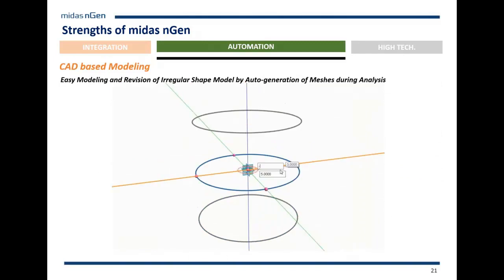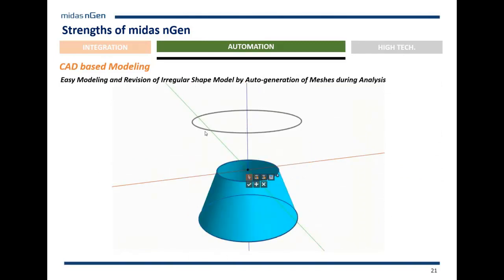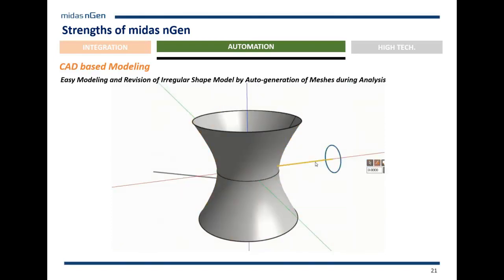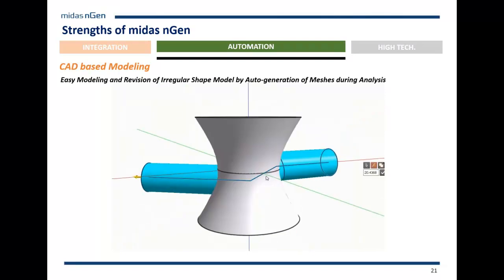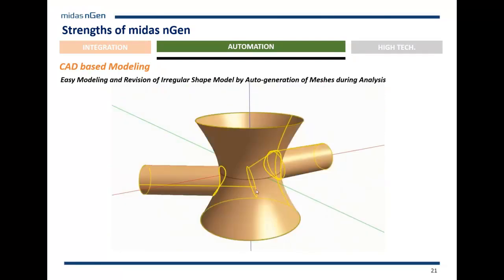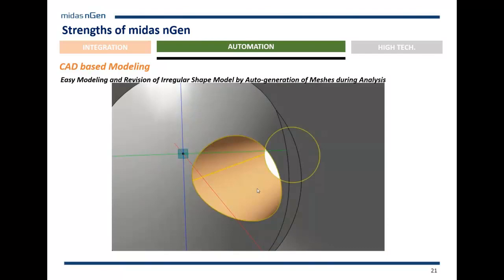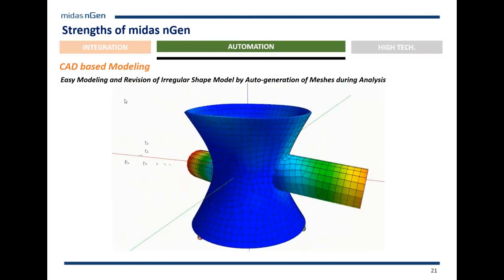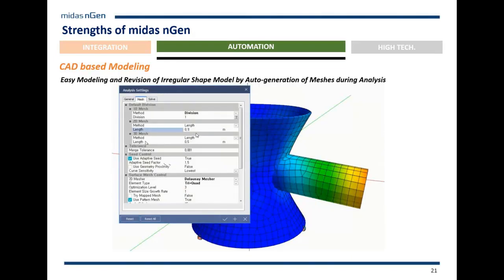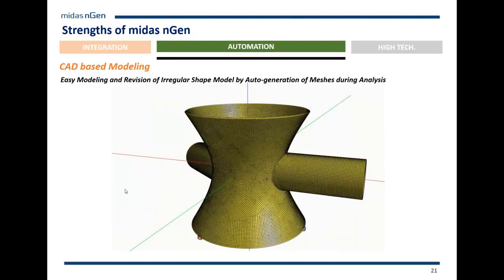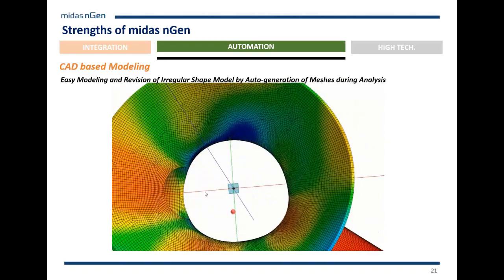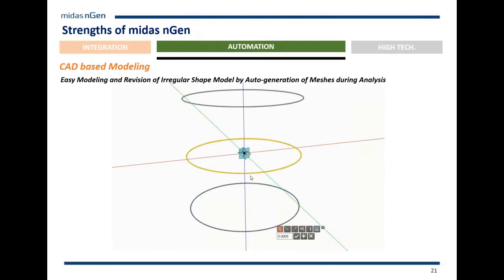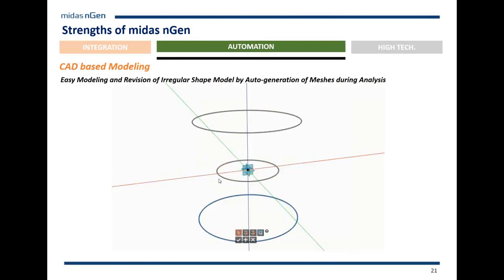Next, when you have got complicated models, you can still use lofting functions. You can use sweeping functions. Then further you can mesh. This is automatic mesh that is generated by the program. You can further reduce the mesh size as required to get the stress checks more in detail. So that's about automated CAD based modeling tool.